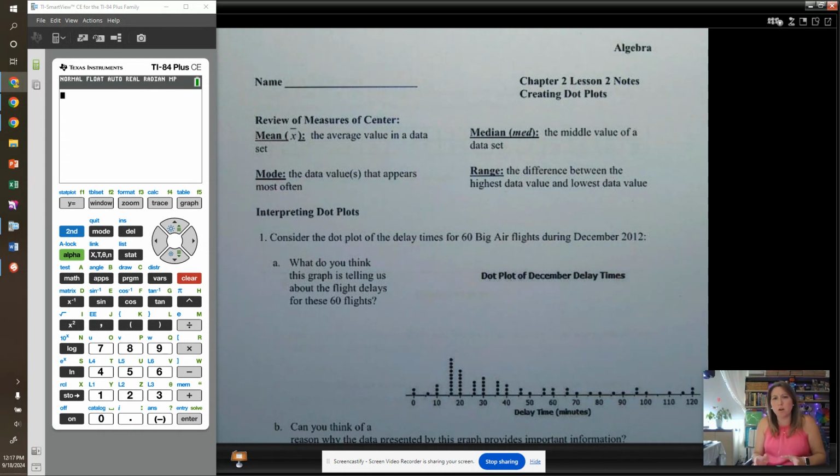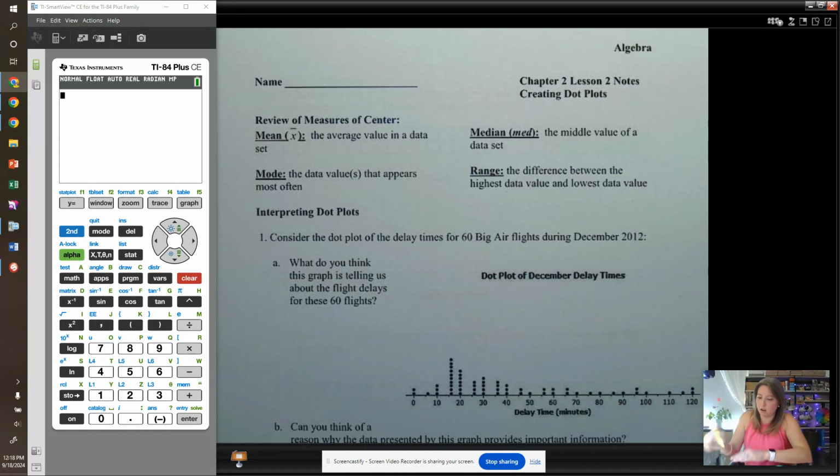So let's review our measures of center, look at and analyze a dot plot that is done for us, and then use that information to help us make a dot plot and try to identify some of these measures of center, mean, median, mode, in our dot plot so we can kind of visualize what's happening within our dot plots. Okay, so let's start with some review of our measures of center.